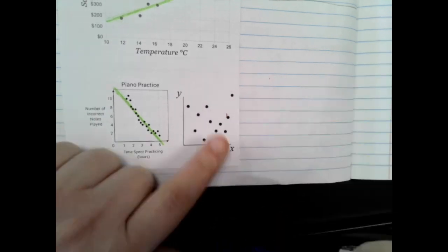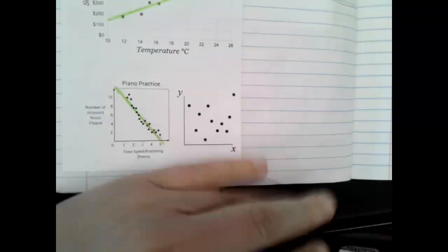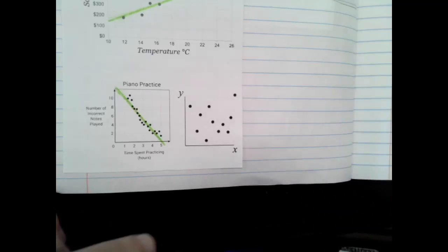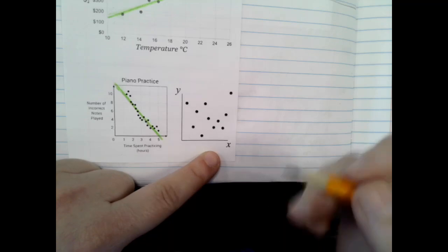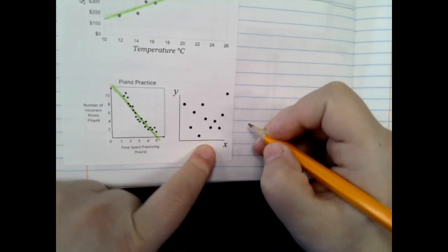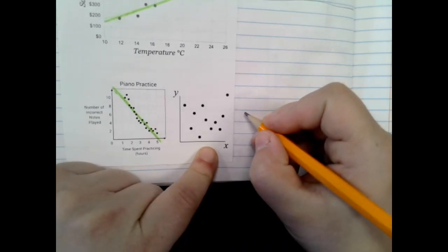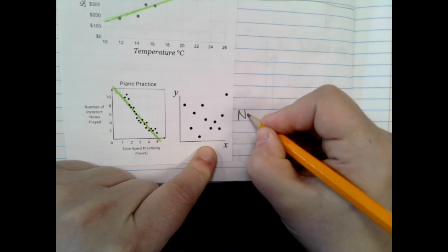All right, and then in this last one, we don't have any labels or anything. Whoops, forgot to do that, my bad. But what kind of correlation does this one have? Positive, negative, or none? None. There's no correlation. Our points are everywhere.